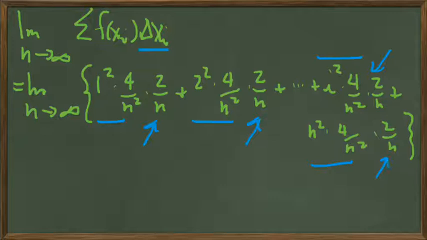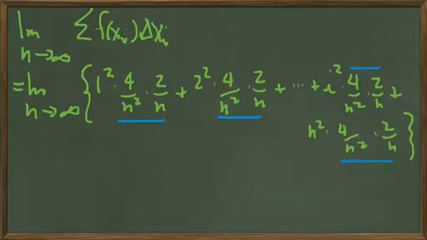And we've got this written in a form now where we can factor out lots that is common. So let's notice that every one of these terms has a 4 over n squared times a 2 over n common to them. So we can factor that out of every term.